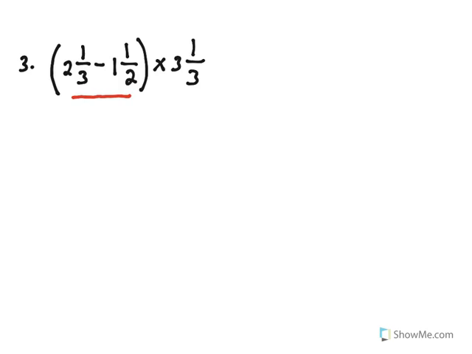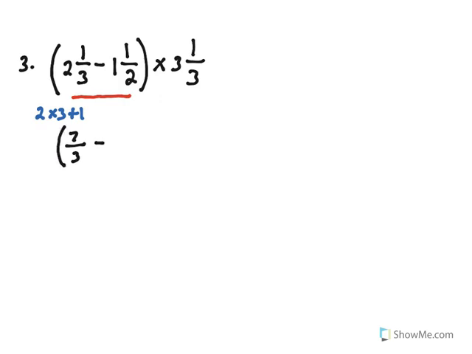So remember, we take the 2 off to the side, okay? Take the 2 and then multiply it by the 3, and then we're going to add the 1. So when you do that, 2 times 3 is 6, plus 1 is 7 over 3.